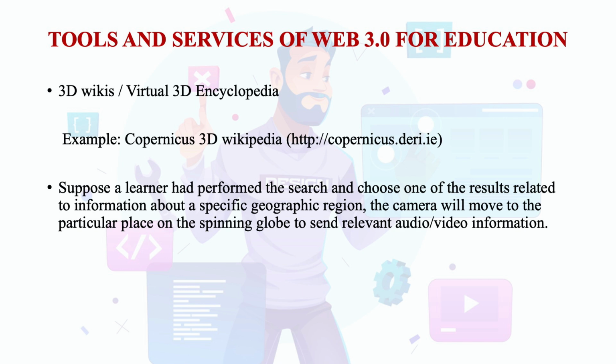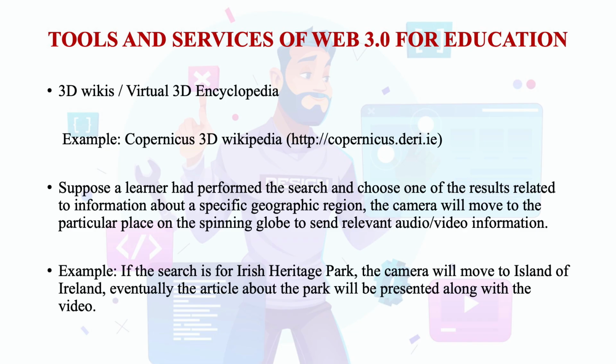So this is the highlighting feature of the Copernicus 3D Wikipedia. If the search is for Irish Heritage Park, the camera will move to the island of Ireland. Eventually, the article about the park will be presented along with the video. So this is a kind of multimedia report that one gets after the search of that particular string that we are placing. So obviously the complete information in the form of 3D format is available in this particular Wikipedia.